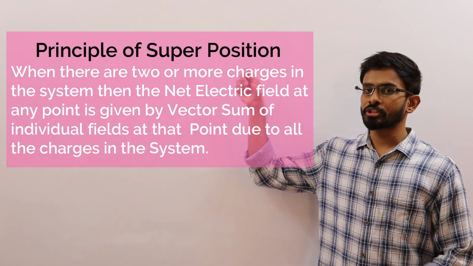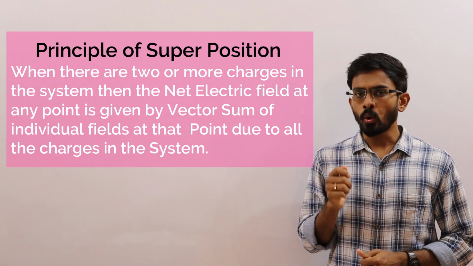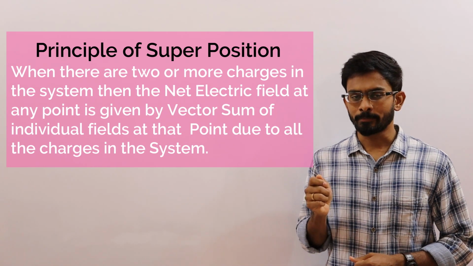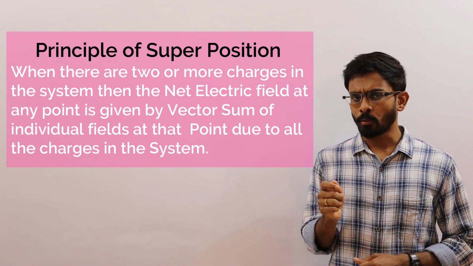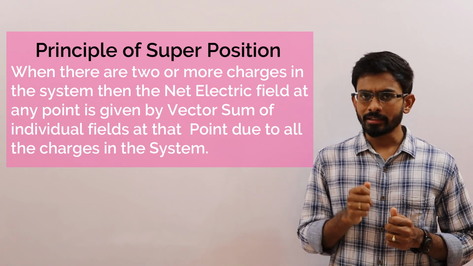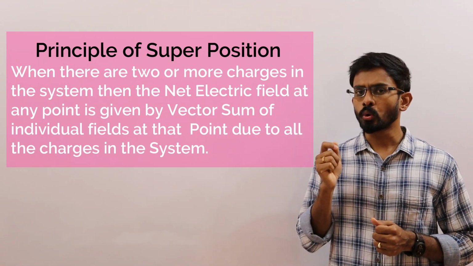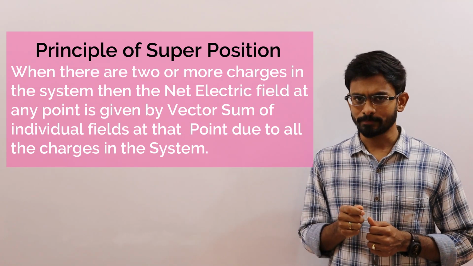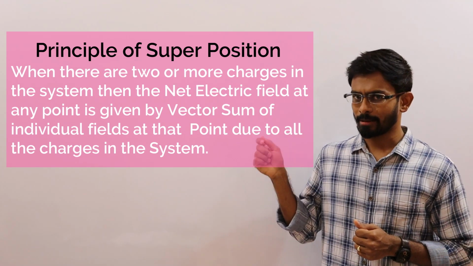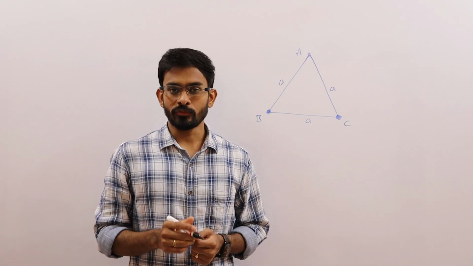Similar to electrostatic force, the electric field can also be found using the principle of superposition when we have multiple charges. According to the principle of superposition, when there are 2 or more charges in the system, the net electric field at any point is given by the vector sum of individual fields at that point due to all the charges in the system. So let us see, for example. Now let us apply it for a few examples.